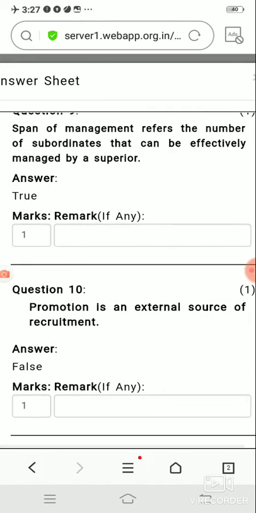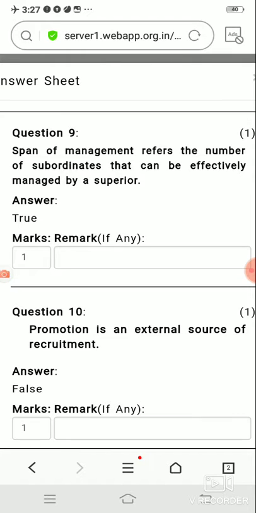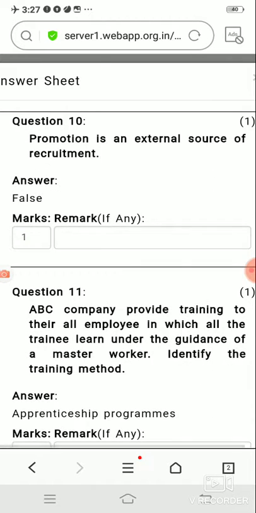Next question: span of management refers to the number of subordinates that can be effectively managed by a superior. True. Span of management is a concept by which we can know how many subordinates a superior is able to effectively manage.